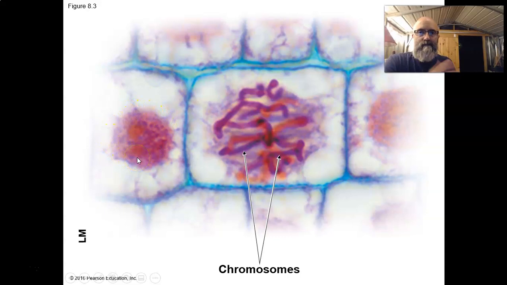This would be doing whatever that plant cell is doing. Whatever its job is, it's doing its job. We see the dark part in the middle here. This would be the nucleus with the chromosomes in it.